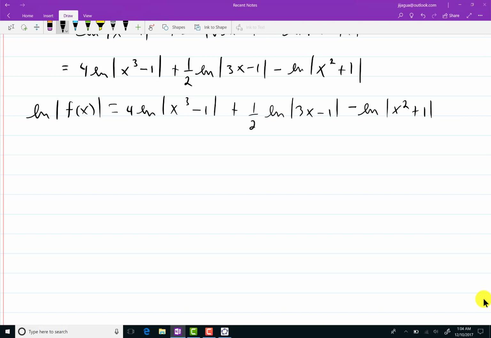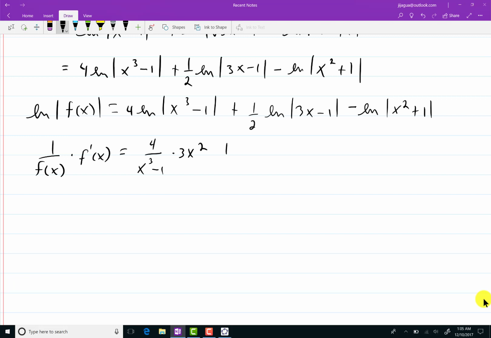For example, you can take the absolute value off the x squared plus 1. I don't care. All right, now I'm going to take the derivative of both sides. So the derivative of ln of absolute value of f of x is 1 over f of x times f prime of x. Notice how the absolute value disappeared, and all the rest of them are going to work that way. I'm at 4 over x cubed minus 1 times the derivative of x cubed minus 1.